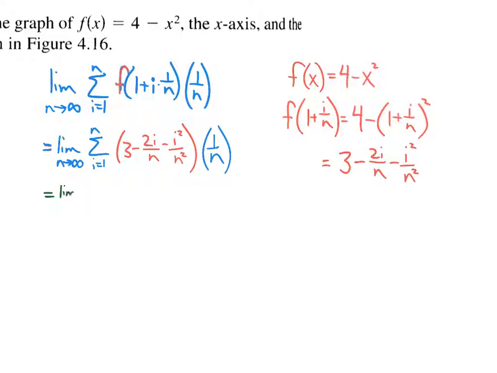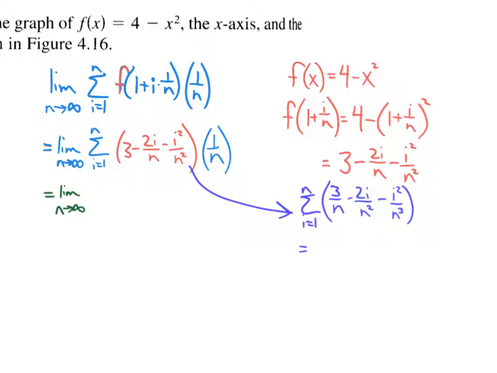So, we're going to come back here and eventually take the limit, alright? But I'm going to go aside so I don't have to rewrite the limit on every little step. This sum from i equals 1 to n is of 3 over n minus 2i over n squared minus i squared over n cubed. Okay?